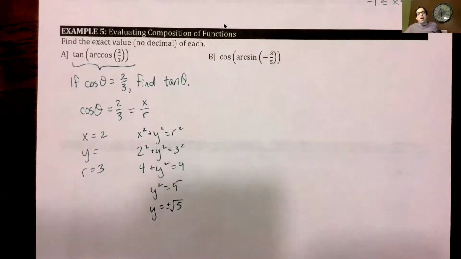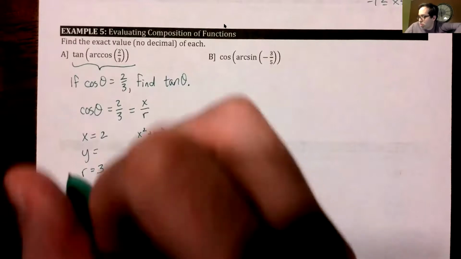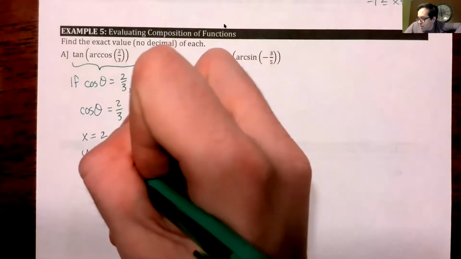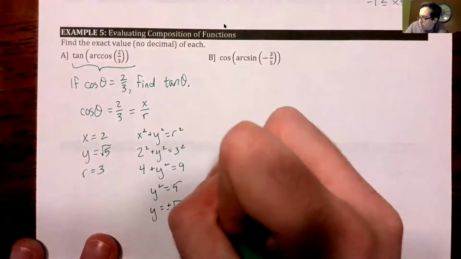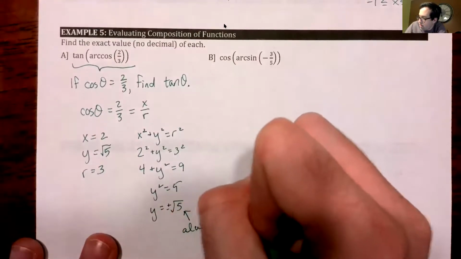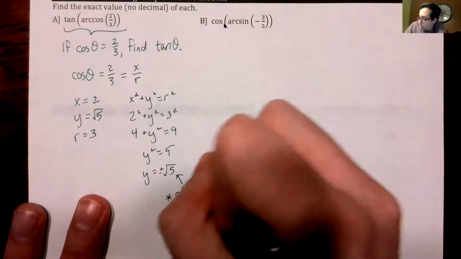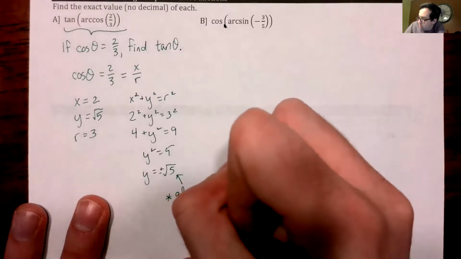Something that we did back when we learned about x, y, and r was that we always looked at what quadrant we were in so that we knew if x or y had to be positive or negative. In this specific context, when all we're given is some composition of functions, it's safe to say that the missing values are always going to be positive, and I'll show you why. This is going to be positive root 5. I'm going to write down here the note to always use the positive.